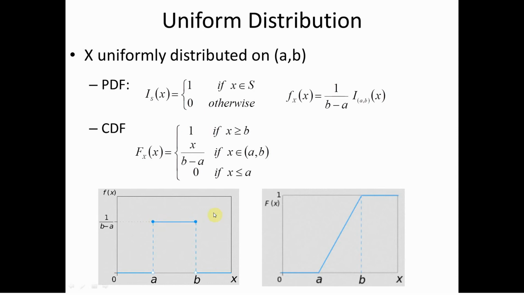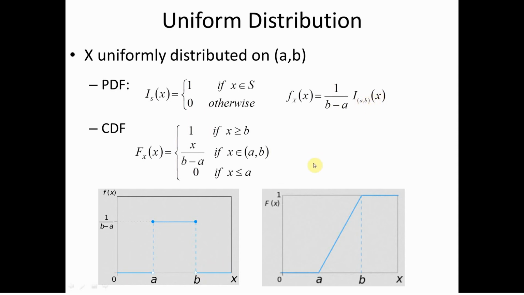Okay. Now we can facilitate working with this PDF by introducing this thing called an indicator set function. So if we have some set S, we say that when x is in S, it turns on, it becomes 1, and it's 0 if x is not in S. And so now I can rewrite this like this, where this is the indicator variable where if x is in the interval AB, it becomes 1, and I get the quantity 1 over b minus a for the PDF, and if x is not in the interval AB, it's 0, just like you see here.